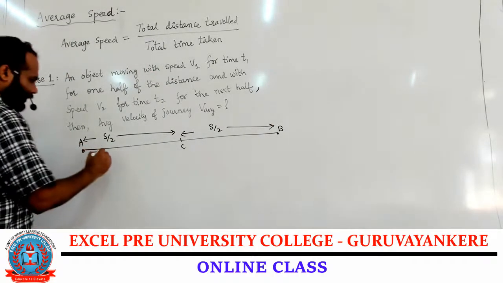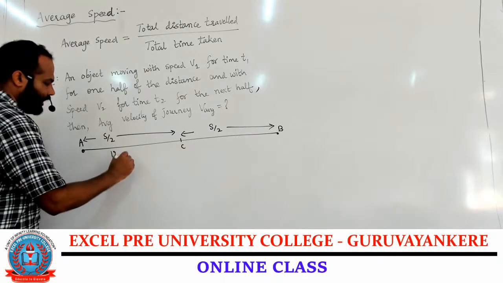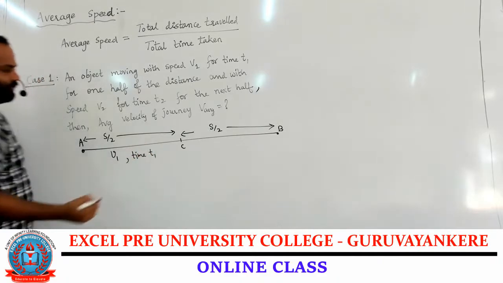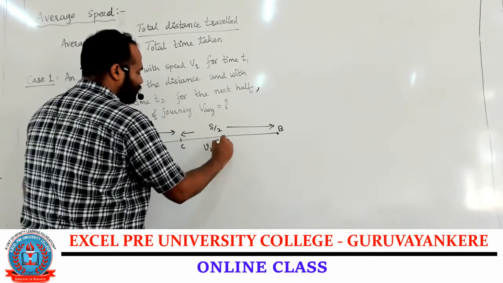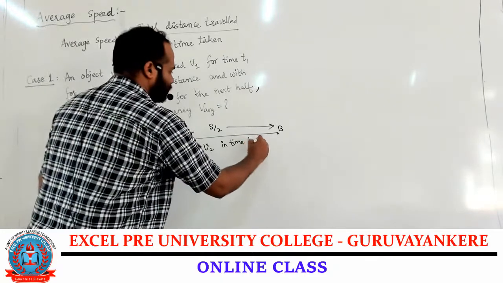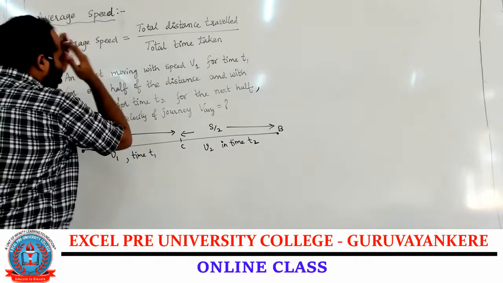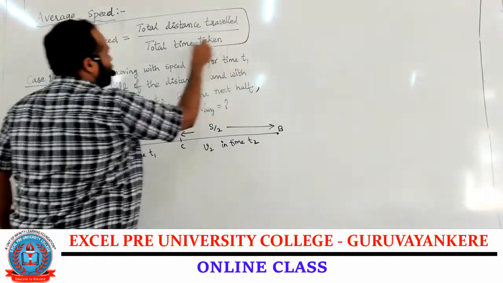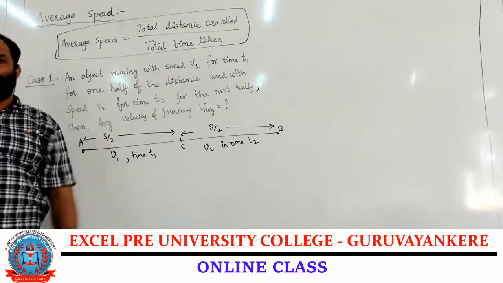C to B is the other half of the distance. From A to C, the speed with which the vehicle travels is v1, and the time it takes is t1. From C to B, it travels with the speed v2 in time t2. Is that clear? Now we will go by the definition. Our God-like definition it is. The basic definition: average speed is distance by total time.